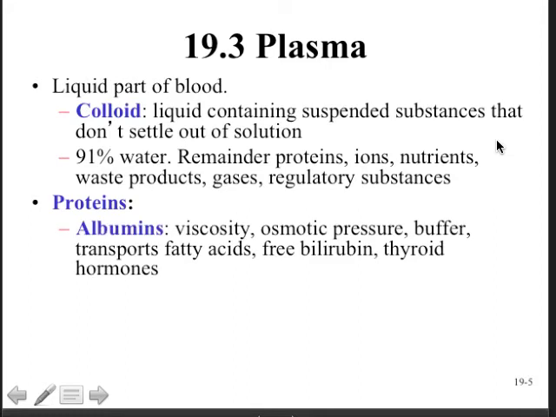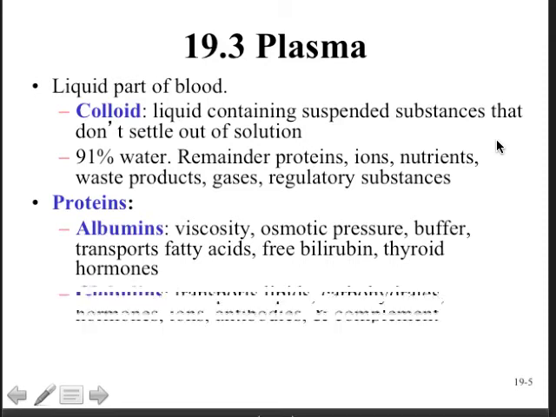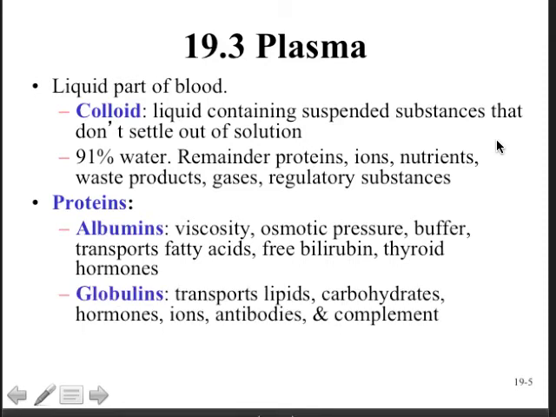The proteins include the albumins, which are there to maintain the osmolarity of blood, provides viscosity. It's also a buffer, as are most proteins. It transports fatty acids and bilirubin, which is a breakdown product of hemoglobin, and also thyroid hormone. The globulins are lipid transporters.